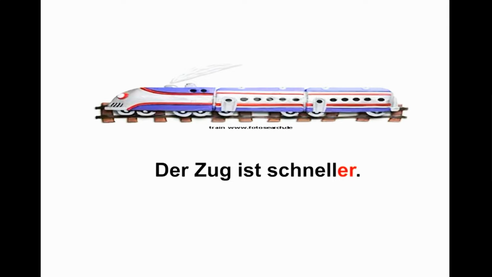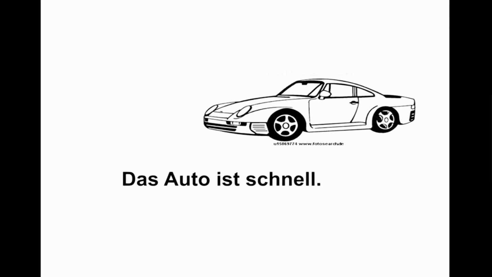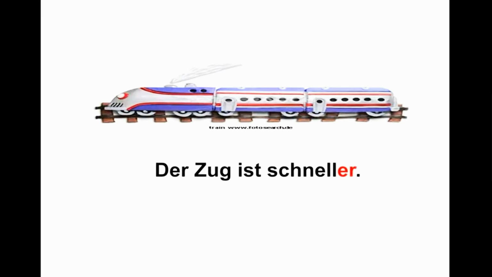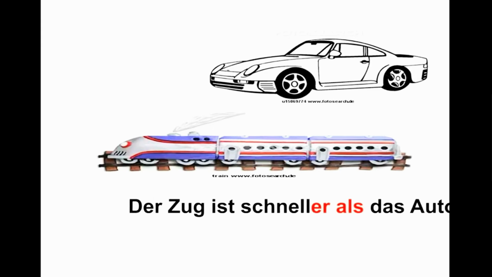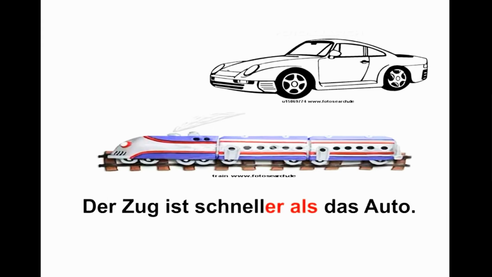Okay. Understood? So when I say that the car is fast, das Auto ist schnell. Der Zug ist schneller. That means the train is faster than the car. So that means we are comparing schneller als, faster than. Then what? Than the car. Are we clear so far? Any doubt? No. Okay, let's go. Now you see. Der Zug ist schneller als das Auto. Understood? The train is faster than the car.